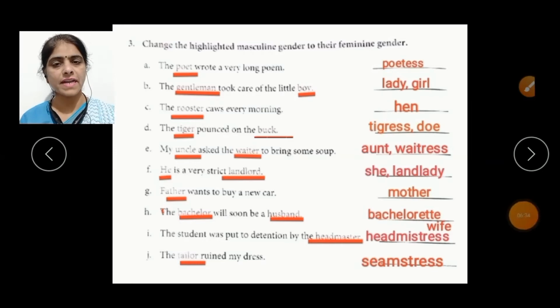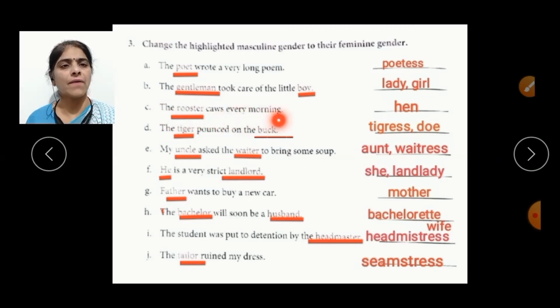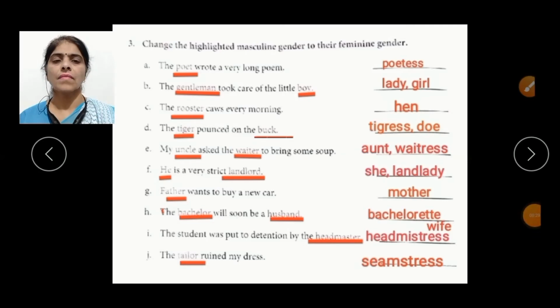Let's have the next sentence, that is, the gentleman took care of little boy. In this sentence, gentleman and boy both belong to masculine gender. So the feminine gender of gentleman will be lady and feminine gender of boy will be girl. The next is the rooster caws every morning. In this sentence, rooster belongs to masculine gender. So the feminine gender of rooster will be hen.